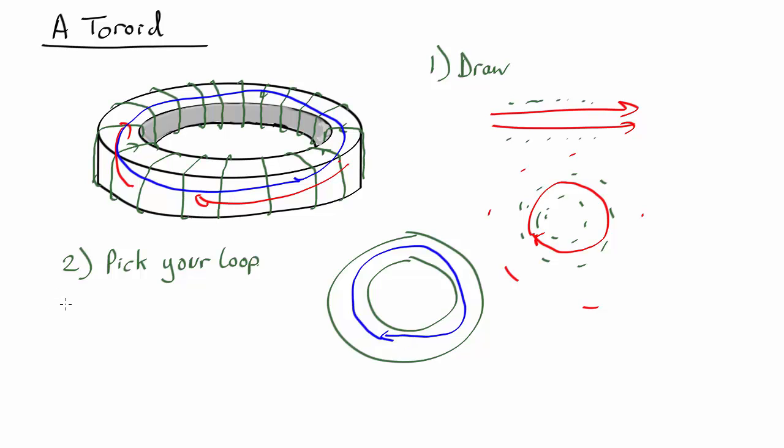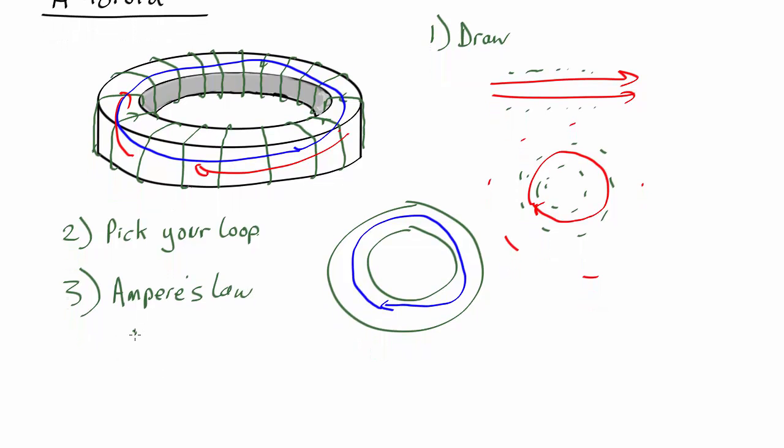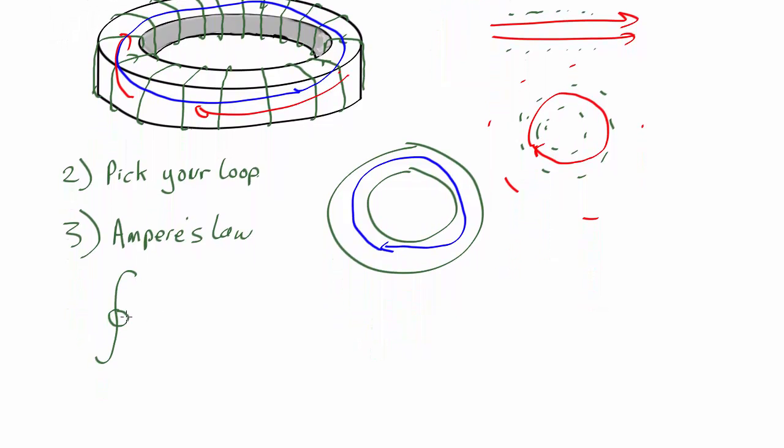Why is that a good one? Well, because if it's nice and simple in the middle, it'll be pointing the same direction as the magnetic field everywhere. So then we get to step 3, use Ampere's law. So the line integral around this loop is just the usual magnetic field times the line element. That's equal to mu naught times the sum of the currents.